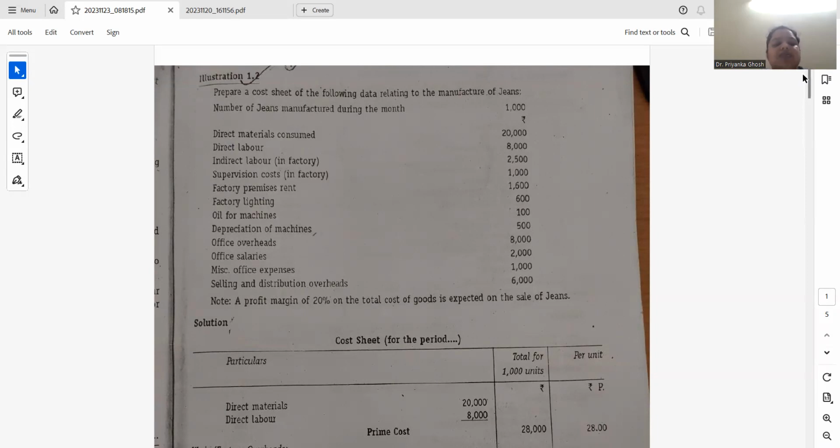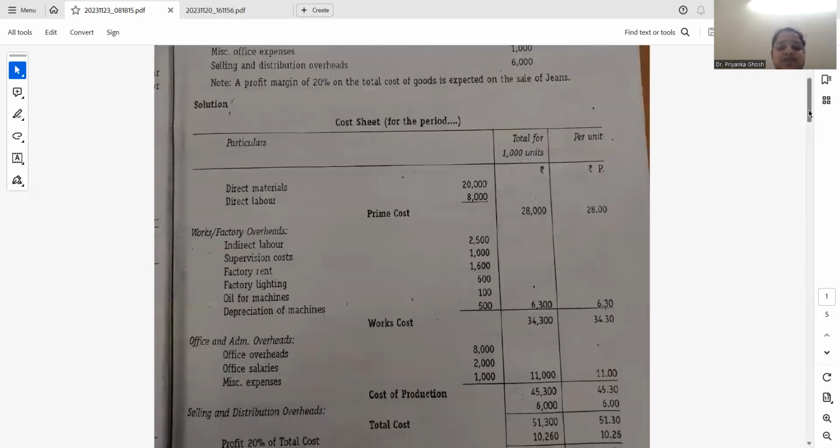Why factory expenses? Because the plant and machinery we are using is used in the factory only. So that's why it is related to factory overhead. Office overhead includes office salary, office and administrative expenses, and miscellaneous office expenses. Selling and distribution overhead is also given, and we need to calculate a profit of 20% on the total cost. If we add all these expenses, we can calculate the profit and get the total selling price.